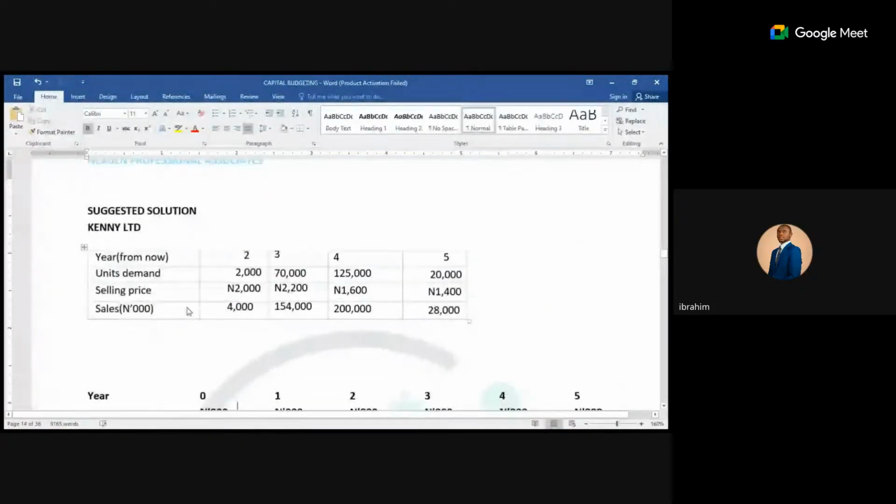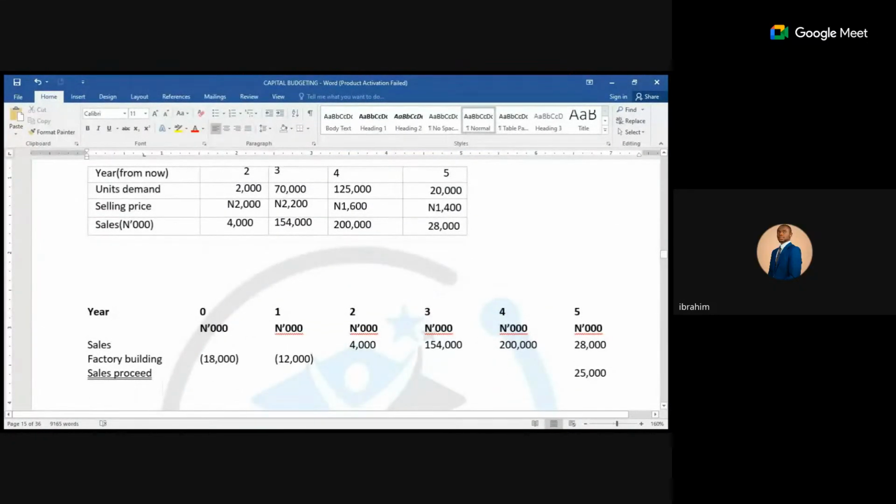You can see that in this question, the question did not say anything about capital allowance. Just ignore it, right? In the next question, we have capital allowance there, so we'll check that question as well. So what we have here is the machine cost. What is the machine cost? 16 million.